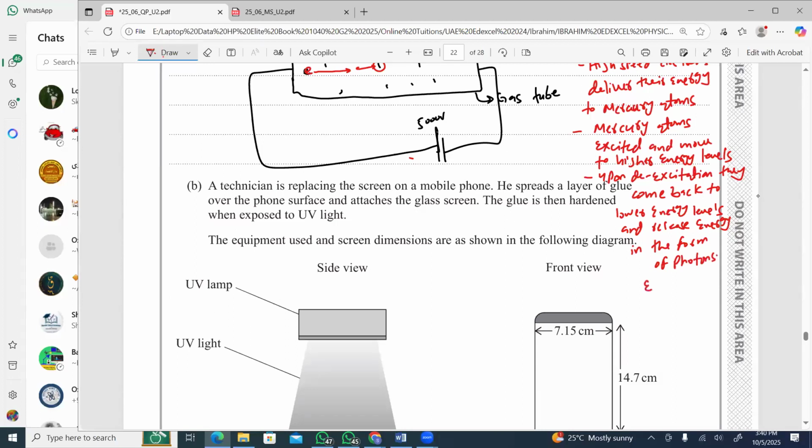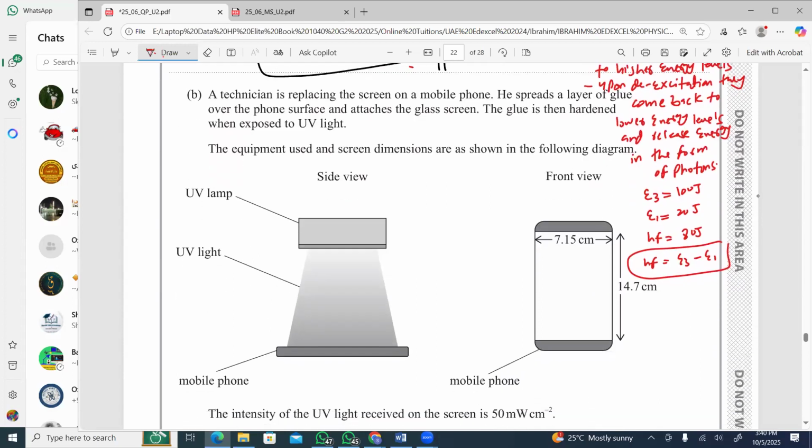Remember that, for example, if the third shell has an energy of 100 joules and the first shell has an energy of 20 joules, the emitted photon will have an energy of 80 joules, because it is the difference between the two levels. You write this as hf = E3 minus E1. So the difference in energy of the two shells or levels is emitted as the photon, and that photon has that energy difference. Okay, B.